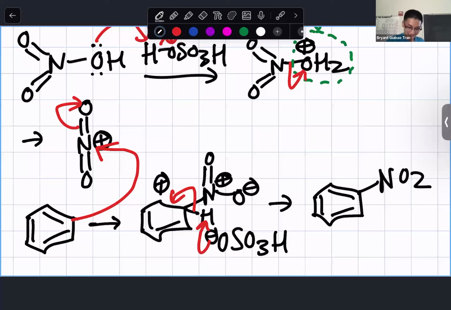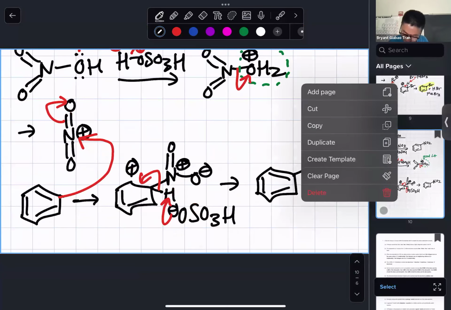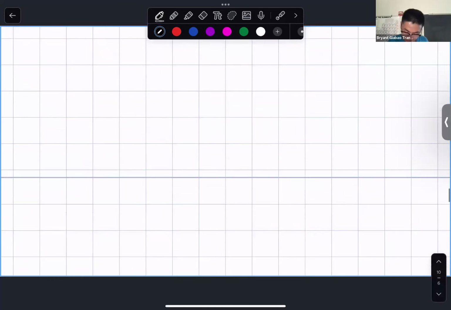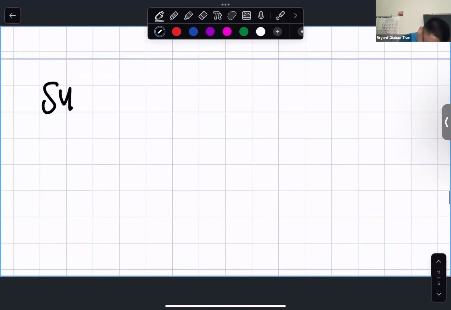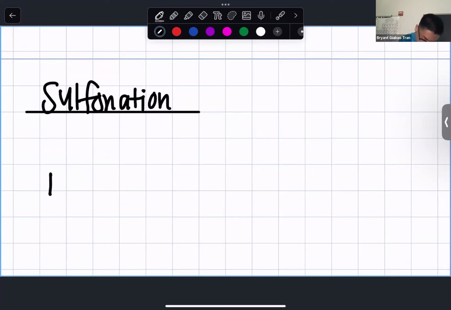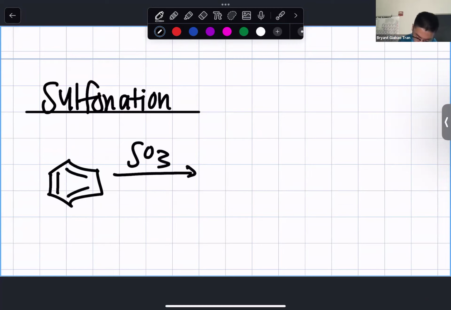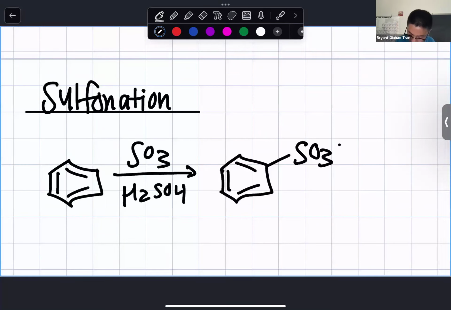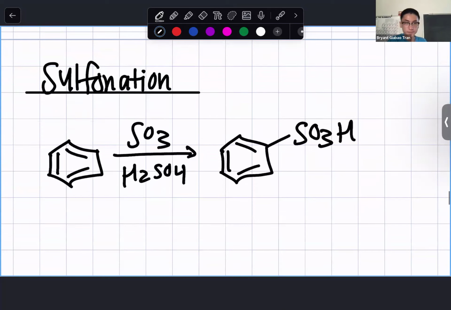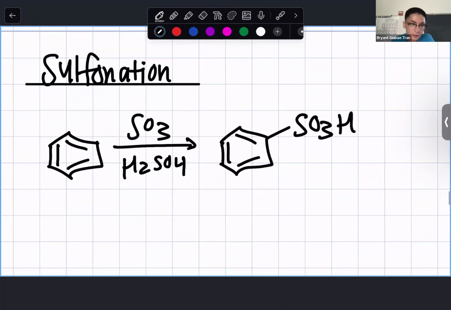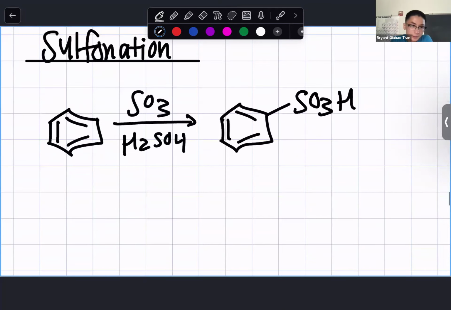Now we're going to go over sulfonation. The general reaction for sulfonation is that we have a benzene ring. The reagents are SO3, H2SO4, and we are going to attach an SO3H group there. Here's the mechanism. Let's draw it out.